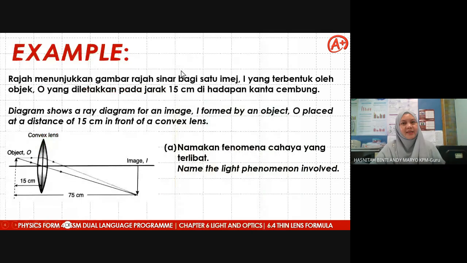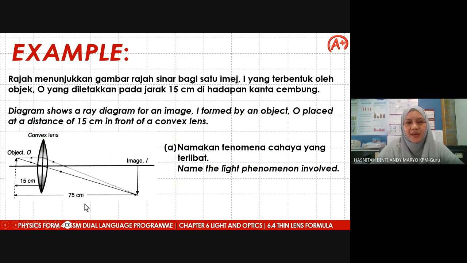Okay, students, let us take a look at one example related to the experiment we discussed just now. We have this diagram. It shows a ray diagram for an image. This is the image I, formed by an object. This is the object O, placed at a distance of 15 centimeter in front of a convex lens. From this information, we understand this 15 cm refers to U, the object distance. Yes, very good. So our object distance is U, 15 cm. And you can see there is a distance given from the object to this image, which is 75 cm.